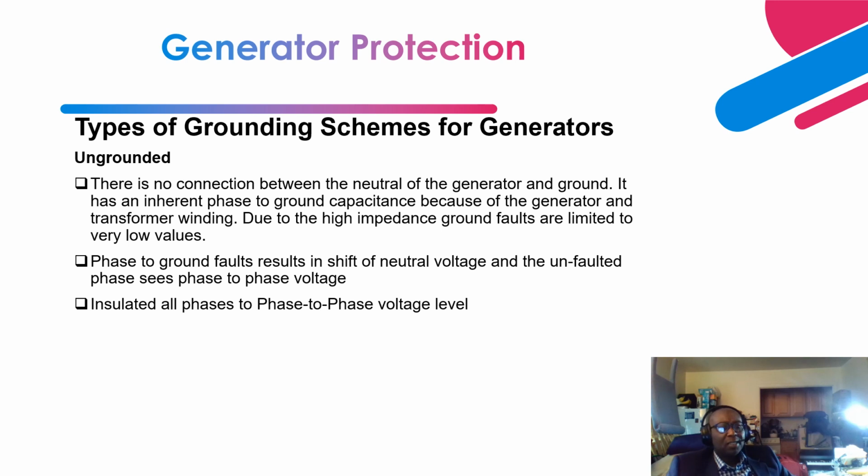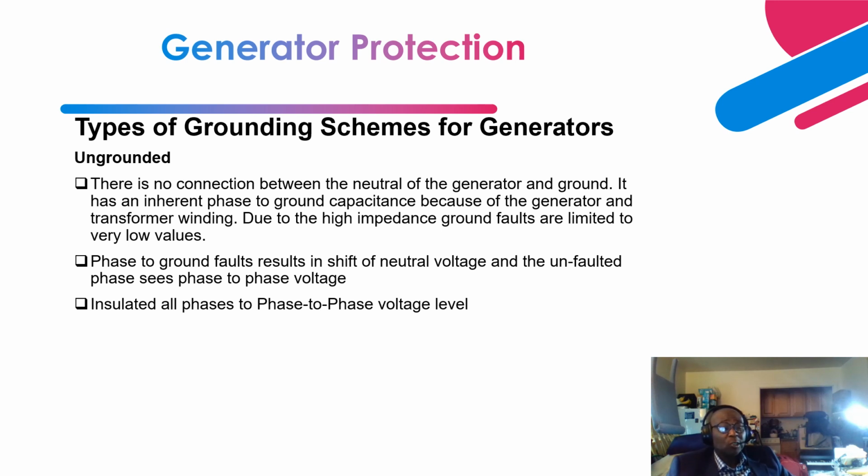So, as the name says for itself, there's no connection for an ungrounded scheme. There's no connection between the neutral and ground of the generator. So basically, the neutral is floating. Because of that, you have an inherent phase-to-ground capacitance from the generator and the transformer winding, and that helps to limit high impedance ground faults to very, very low values.